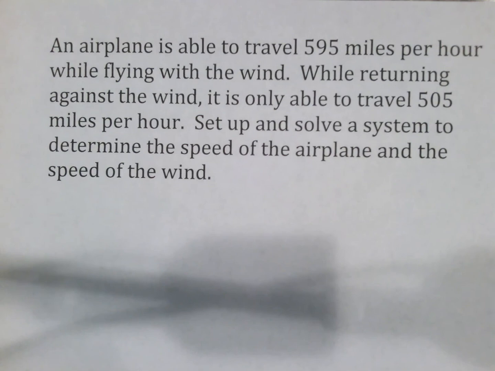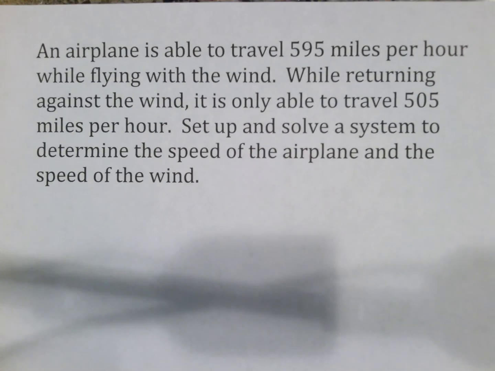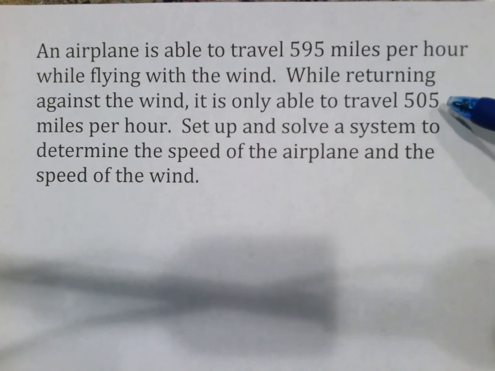So one of the questions we're going to see is going to be like this. The airplane is able to travel 595 miles per hour while flying with the wind. While it's returning against the wind, it's only able to travel 505 miles per hour. So this is with the wind, so the wind is speeding it up. This is against the wind, which means that the wind is slowing it down.